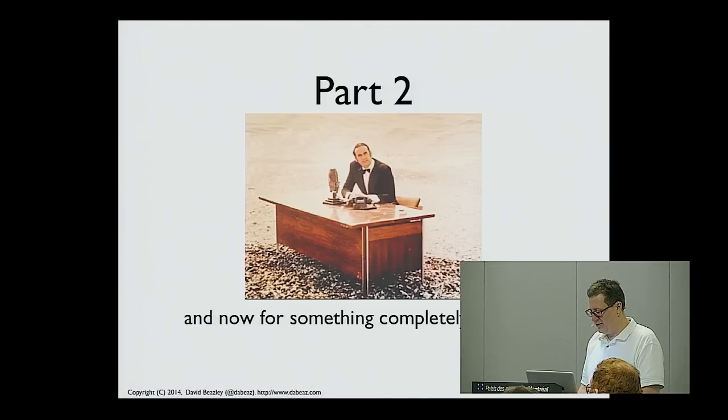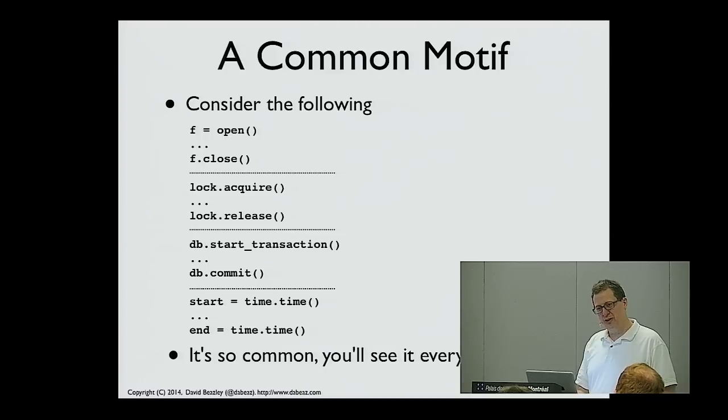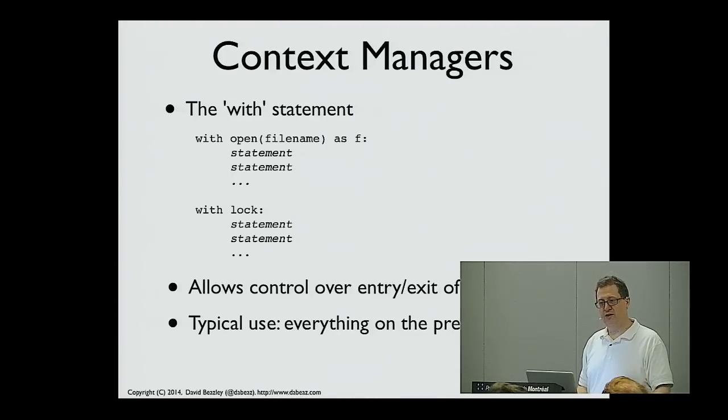Now, what I'm going to do at this point is take you in a completely different direction. What most people think of with yield is that it's iteration, for loops and stuff like that. Instead of doing that, I want to start with this programming pattern. You've probably seen this sort of programming before. Open a file, close a file, acquire a lock, release a lock, start a transaction, commit a transaction. Super common programming style. Turns out that this is the basis of the with statement.